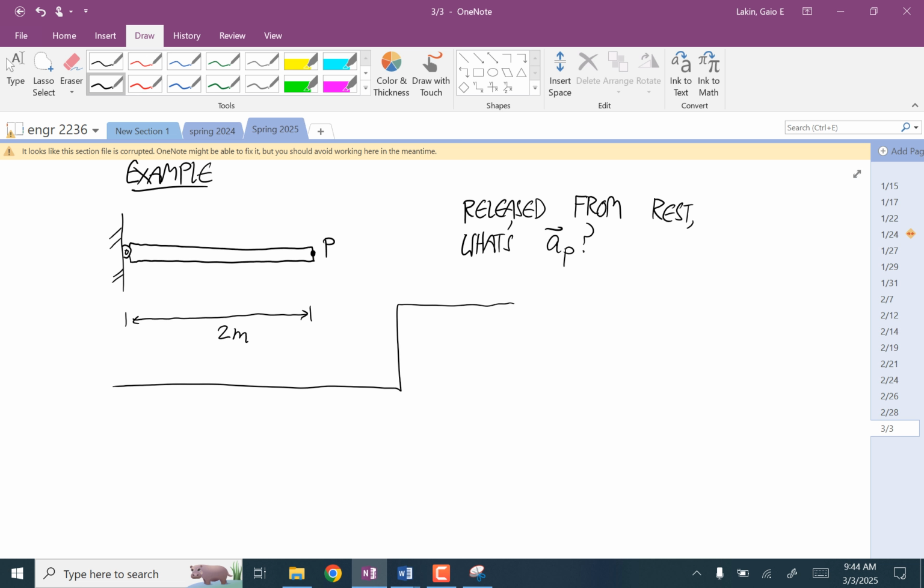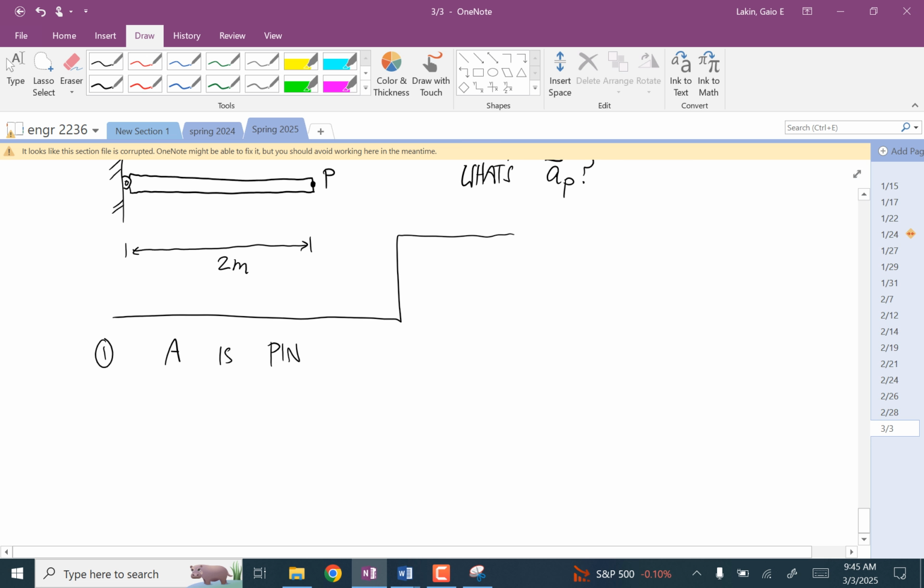Okay, so the first thing we have to do is figure out whether there's a fixed point. Is there for this one? Yes. So the about point is the pin. So that means that step 2, we have to calculate the moment of inertia around that pin.